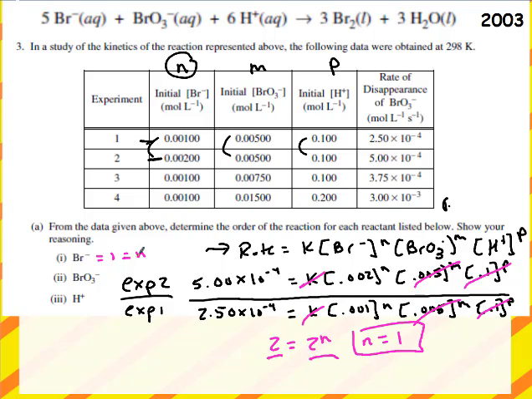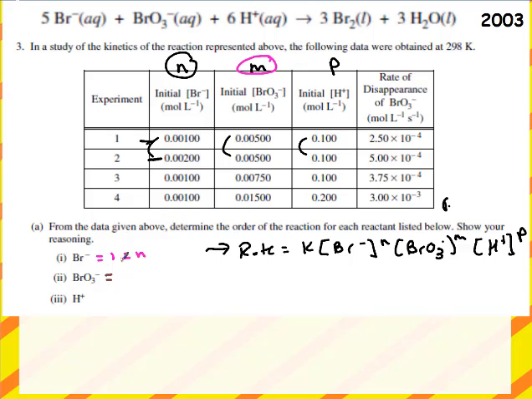Now, go ahead and do m and p on your own. Restart when you have m done. So for m, I got 1 as well. You can fast forward, or you can see how I did that one. I used experiments 3 and 1, because these are held constant and then these are changing. And experiment 3 is bigger, so I put experiment 3 on top and experiment 1 on bottom.